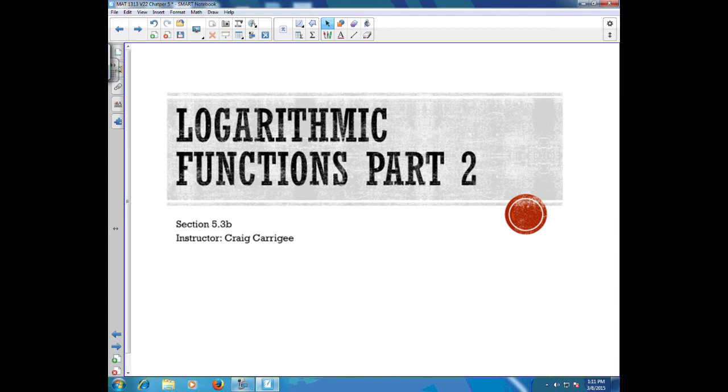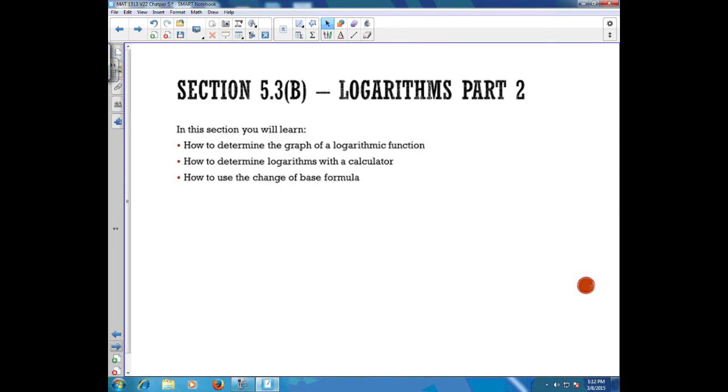Today we're going to talk about part 2 of logarithmic functions. So in this section, you're going to learn how to determine the graph of a logarithmic function, how to determine logarithms with a calculator, and then how to use the change of base formula.